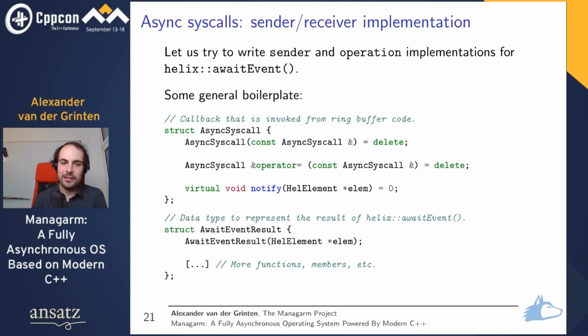And then we need to code some struct to represent the result of our await event function. How that's done is not really important, but it should probably look at the data from the ring buffer, for example, at errors or whatever sequence numbers are stored in this ring buffer element, and it should somehow make them accessible to idiomatic C++ code. Okay, let's assume that we have that.